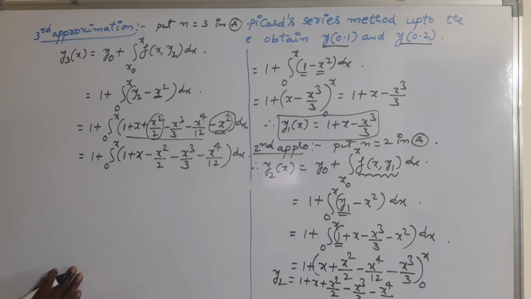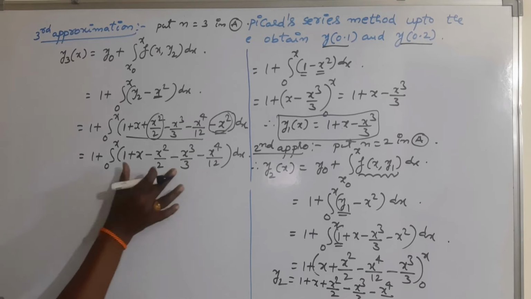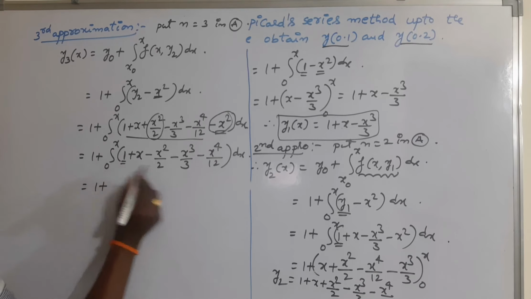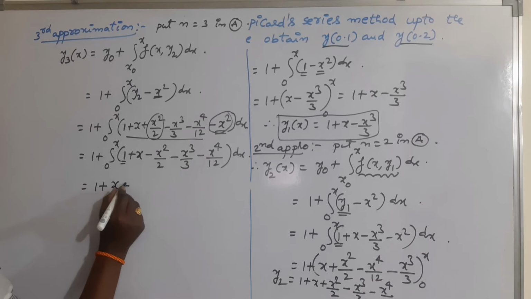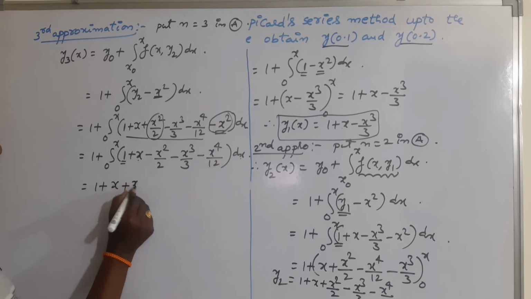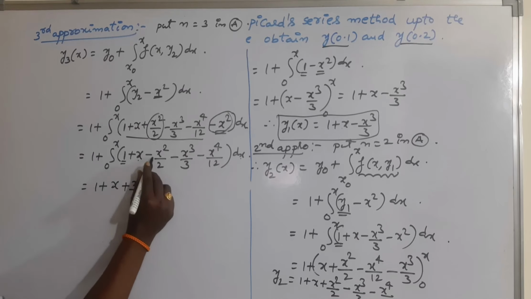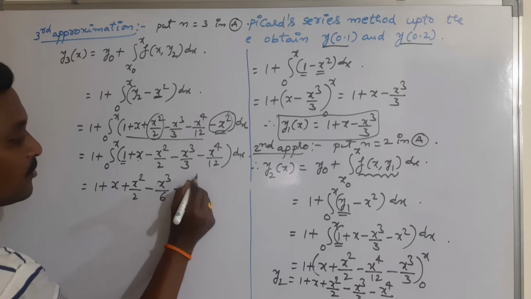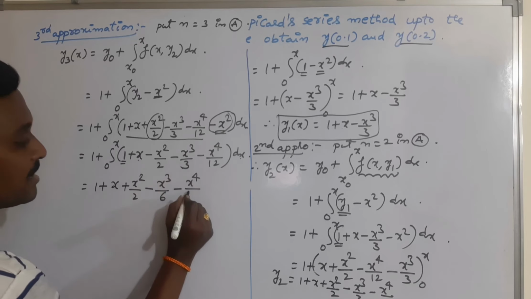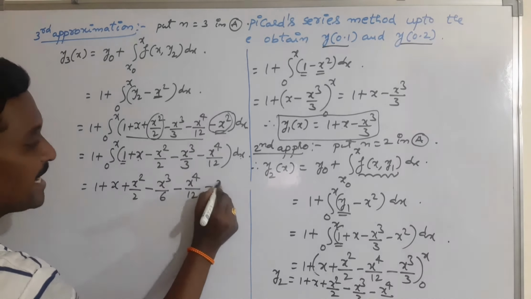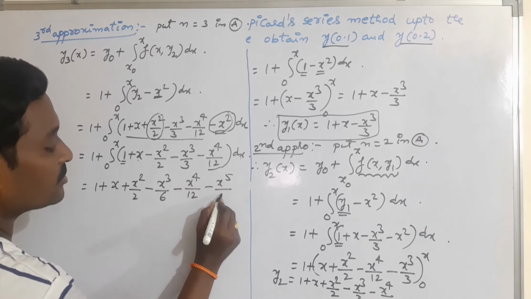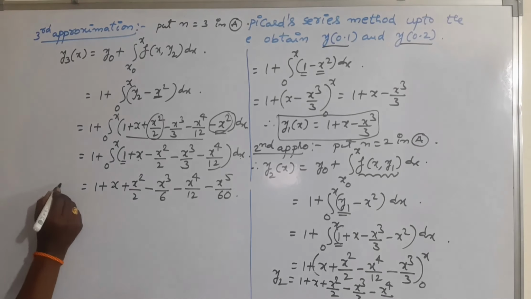It is enough to find the integrations of all these terms. So 1 plus integration of 1 dx is x. Integration of x with respect to x is x square by 2, minus integration of x square by 2 is x cube by 6, minus x power 4 by 4, but already 3 is there, that's why it would be 12, minus x power 5 by 5, but already 12 is there in the denominator, so 5 12s are 60. This is the y3 of x.